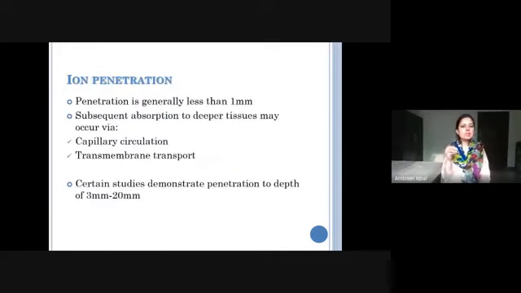Penetration of the ions is generally less than 1 millimeter. Subsequent absorption to the deeper tissues is through the capillary circulation and transmembrane transport. Some studies also demonstrate that the penetration of the ions may be to the level of 3 millimeters to 20 millimeters.